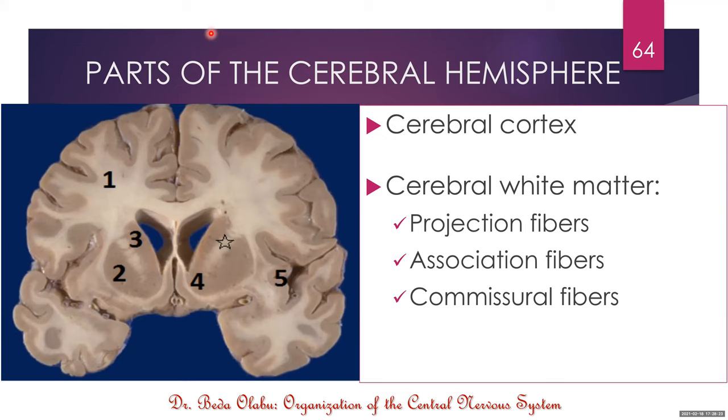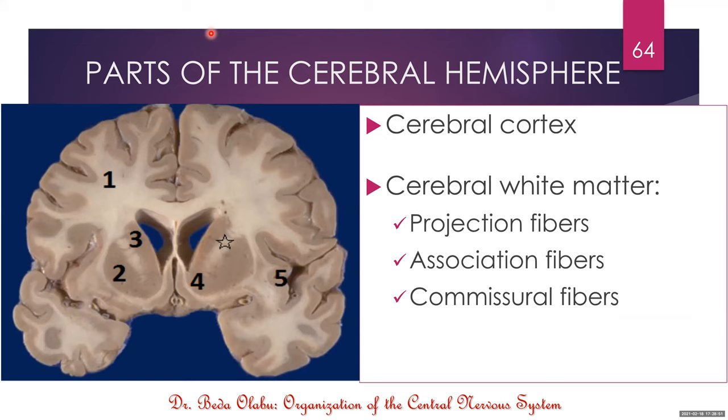So there are neurons which connect the cerebral cortex to extracortical regions, either from the spinal cord to the cerebral cortex, or from brainstem to the cerebral cortex, or from cerebral cortex to the brainstem, cerebral cortex to the thalamus, cerebral cortex to the spinal cord. Those are projection fibers. They project to and from the cerebral cortex.